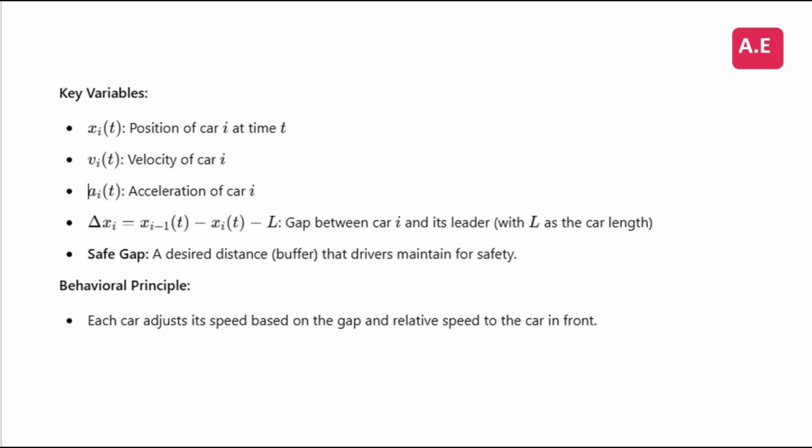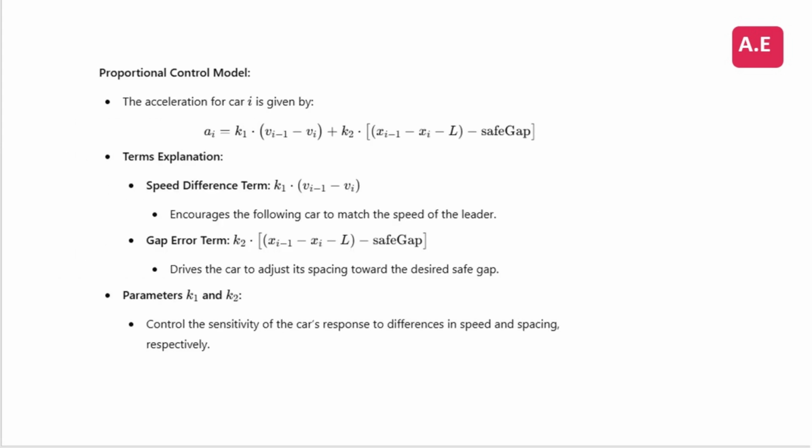Here are some of the variables used in the simulation. Position of car i at time t, velocity of car i, acceleration of car i, gap between car i and its leader, with L as the car length, and safe gap, a desired distance buffer that drivers maintain for safety. Each car adjusts its speed based on the gap and relative speed to the car in front. The rest of the formulas used in the simulation are illustrated in the next slide.